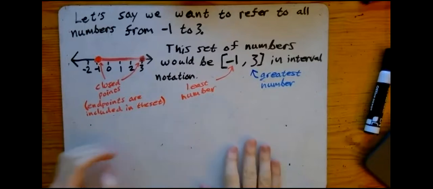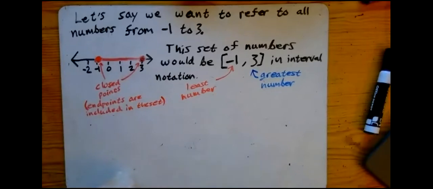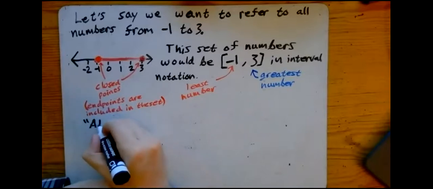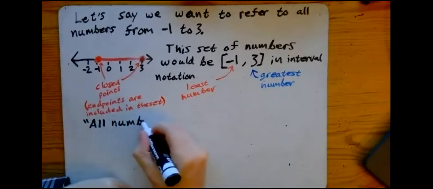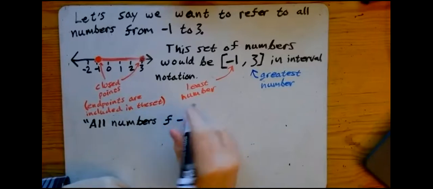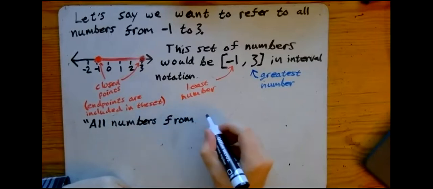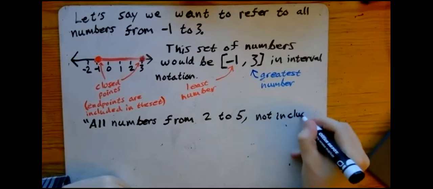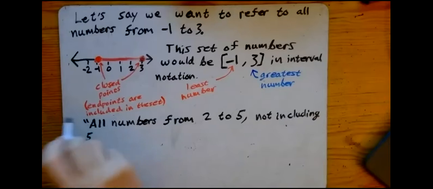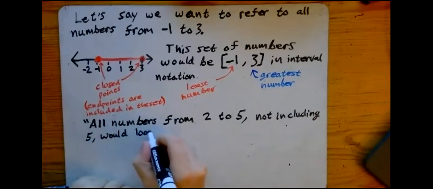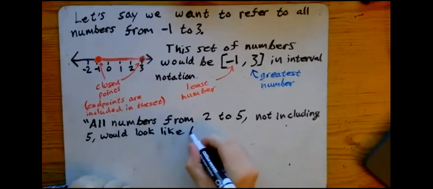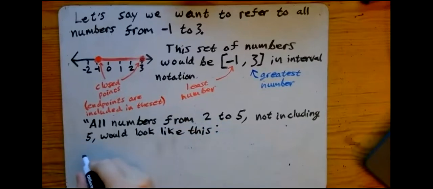All right. But interval notation can also be used in such a way that the endpoints are excluded. So you could be going from negative 1 to 3, but not including 3. So let's say all numbers from 2 to 5, not including 5. It would look like this. I'll get there in a moment, but first let's draw this situation.